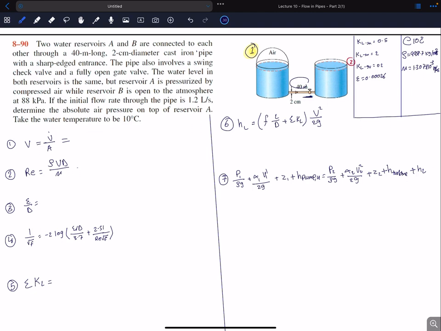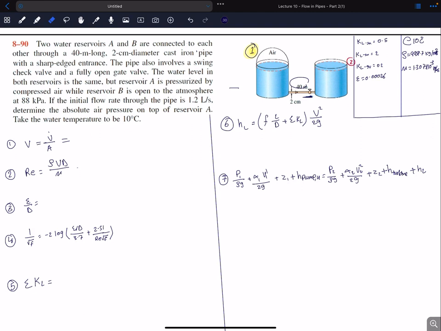The water levels are both the same, but reservoir A is pressurized by compressed air, and reservoir B is open to the atmosphere at 88 kilopascal, and we have a volume flow rate of 1.2 liters per second. What we have to determine is the absolute air pressure on top of reservoir A. We take the water temperature to be 10 degrees Celsius.